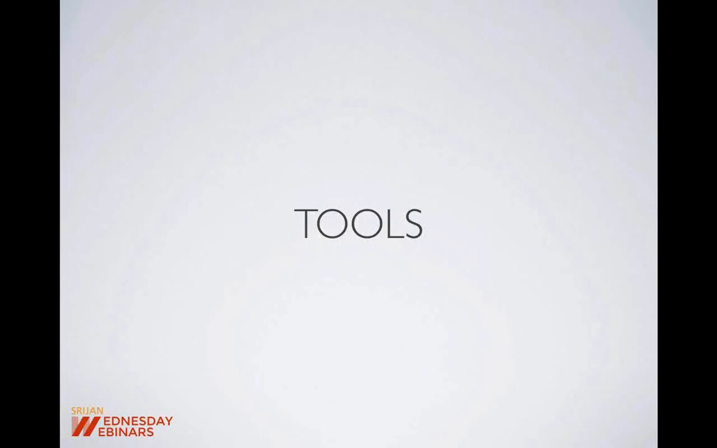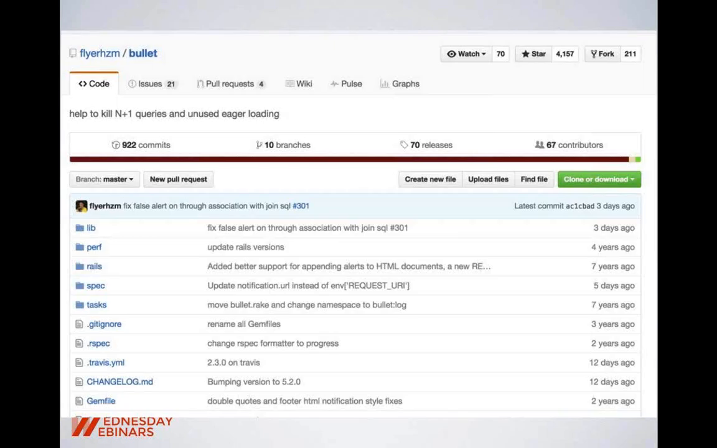So there are a few tools for finding these n+1 queries. One is the logs. Another is a tool called Bullet, a gem that you add to your Gemfile, and it will log n+1 queries that it finds into your logs. Then you can tail your logs, or run a grep to filter your logs, and find out where these n+1 queries are happening.